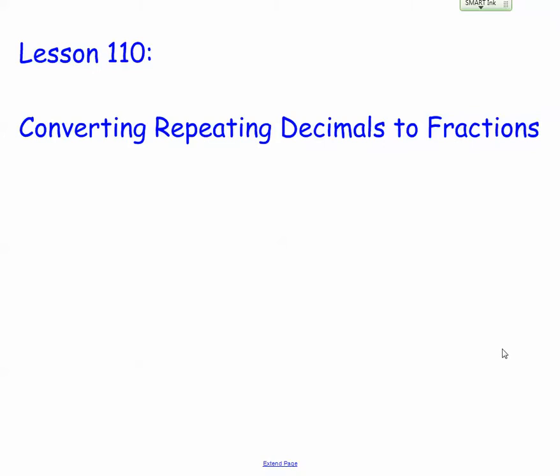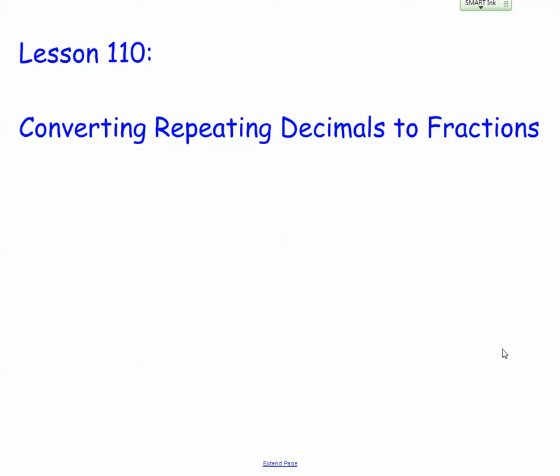Okay, today we're going to convert repeating decimals to fractions. Some repeating decimals we already have memorized. We know that 0.3 repeating is a third. We know that 0.6 repeating is 2/3. We know that 0.1 repeating is a ninth.